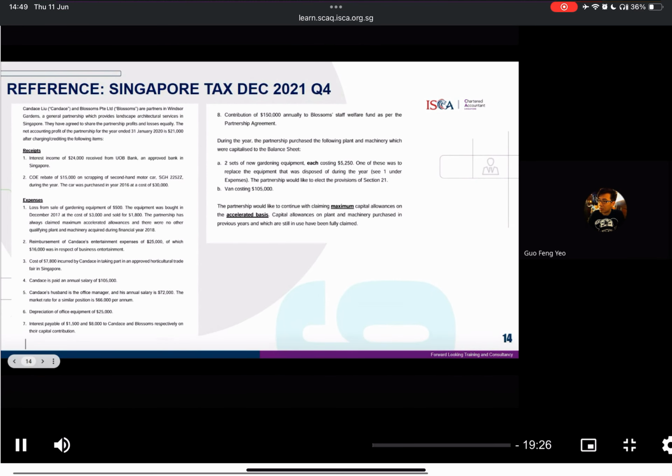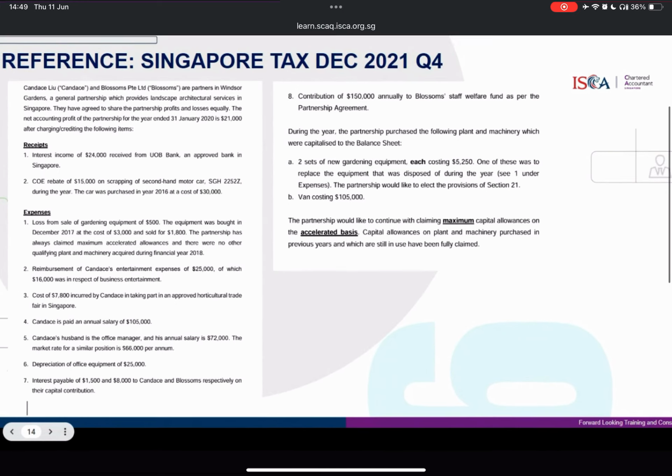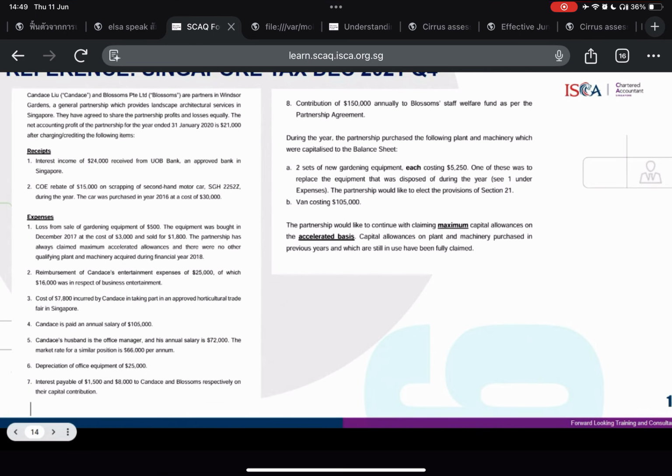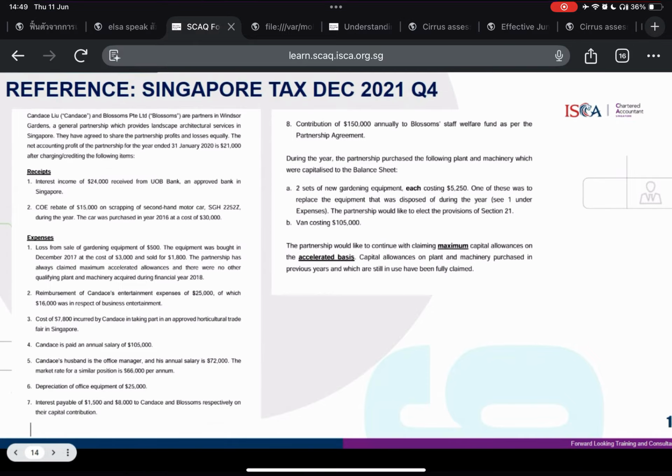Now, what are the similarities between this question and the earlier one? Take note specifically on interest income, certain types of expenses, such as Candace entertainment expenses, which has a business component and purportedly a balance that's non-business related. Also, contribution of staff welfare fund to one of the partners. These are similar points that you will need to understand and there is a likelihood that these points would also be raised in future questions.